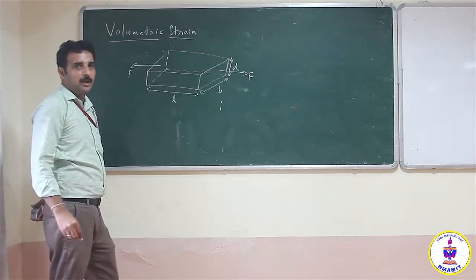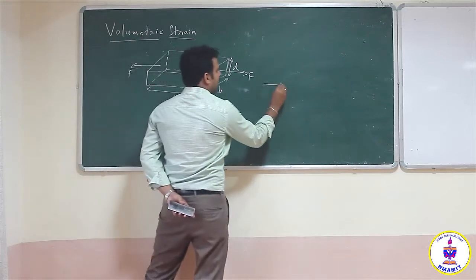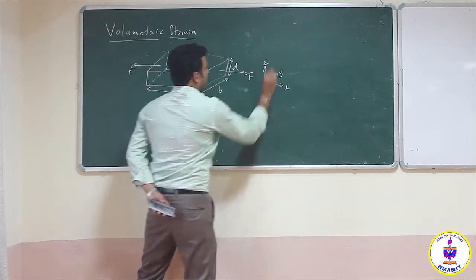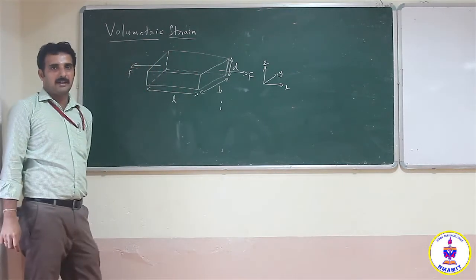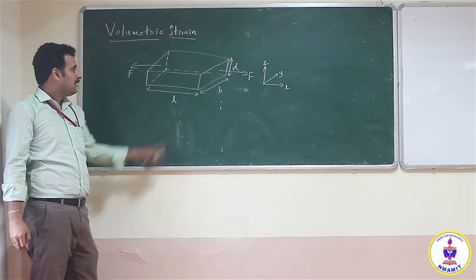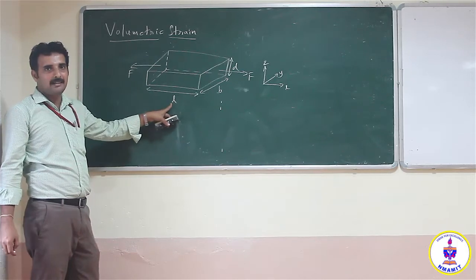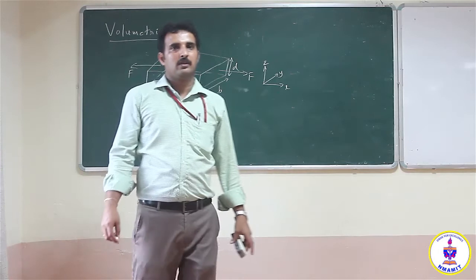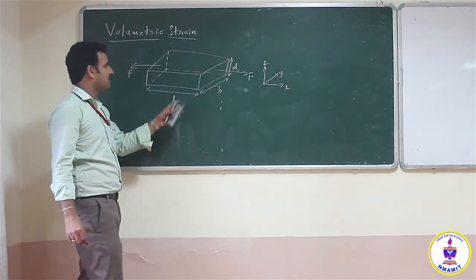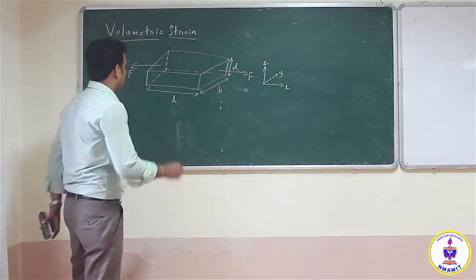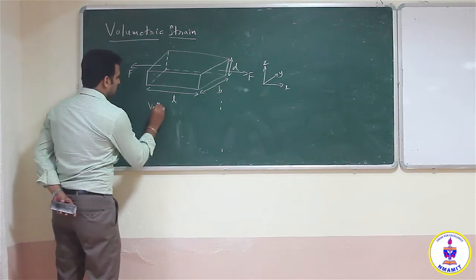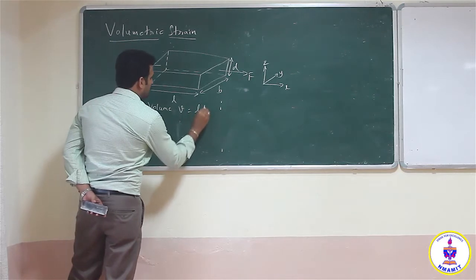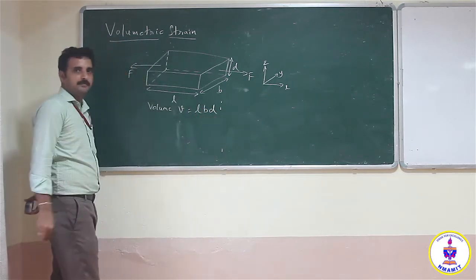Let the variation along length, width and depth be represented in terms of coordinates x, y and z. Now, under the application of the force, there will be an increase in the length, a decrease in the width and a decrease in the depth. First, we will define the volume of this rectangular block. Volume V equals length times width times depth.